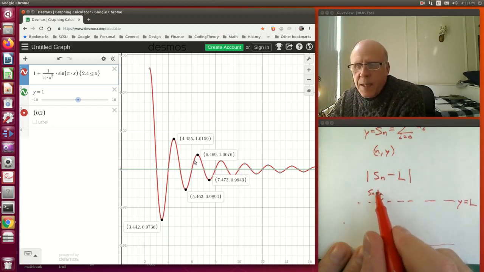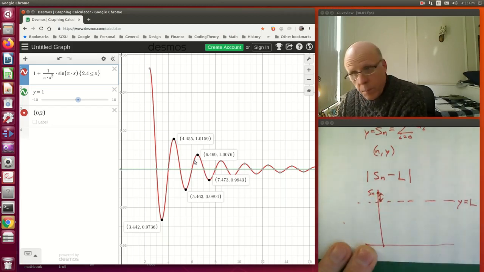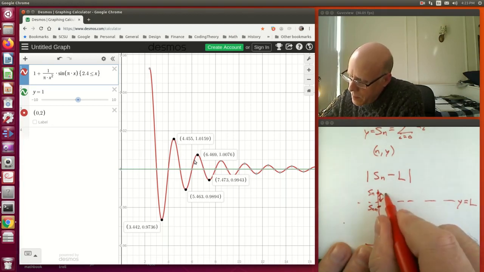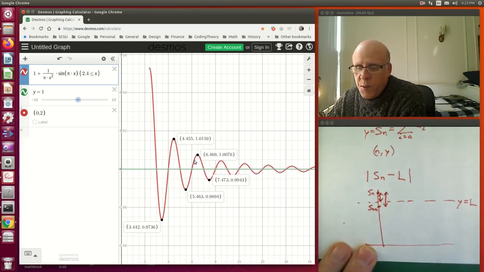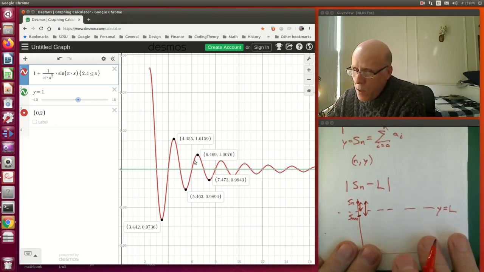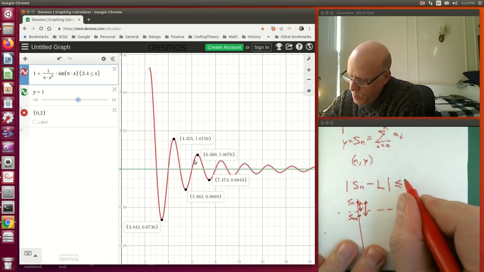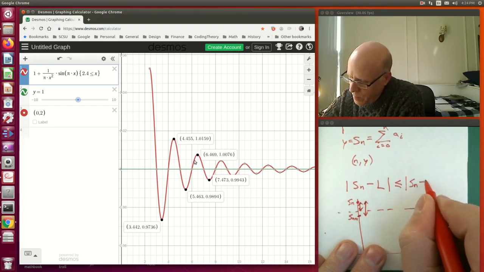Look where S sub n plus 1, if we took one more term, because this is a series, or we're assuming this is a series that is the sum of an alternating sequence, S sub n plus 1 would be down here, below that. And that is a larger number than the difference between S sub n and L. So I can fill this in with an inequality. There's a bigger number, which is the difference between S sub n and S sub n plus 1.